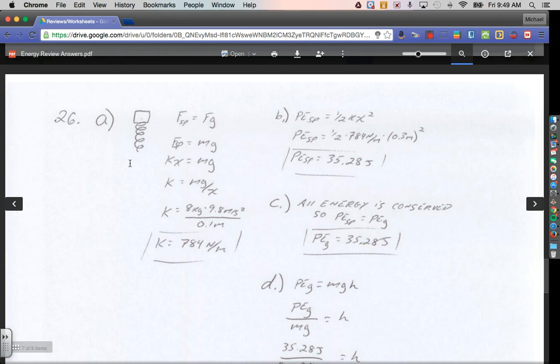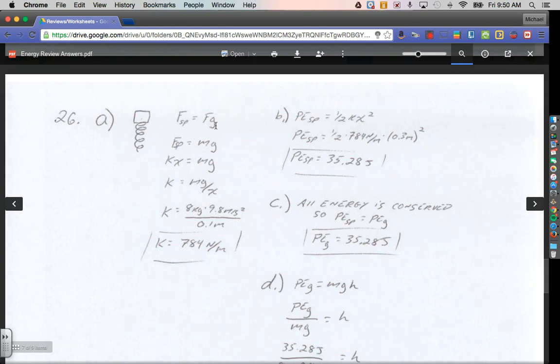B, the stone is pushed down an additional 30 centimeters and released. What is the elastic potential energy of the compressed spring just before that release? C, what is the change in gravitational potential energy of the stone when the stone moves from the release point to its maximum height? What is that maximum height measured from the release point? So let's start with A.